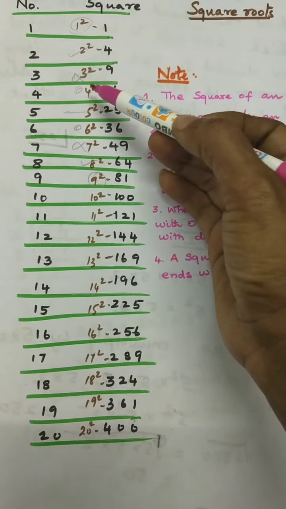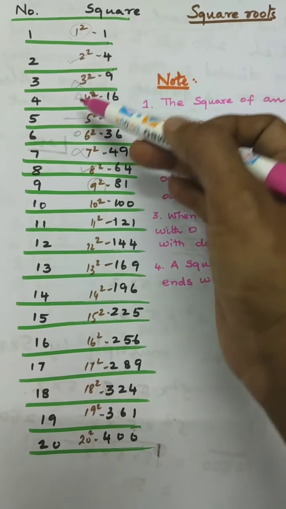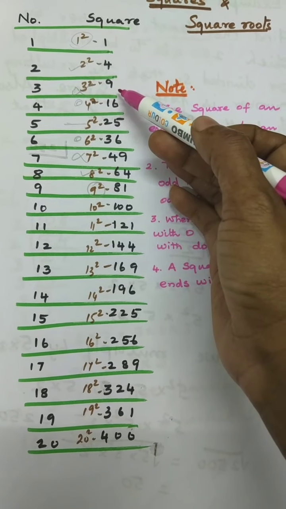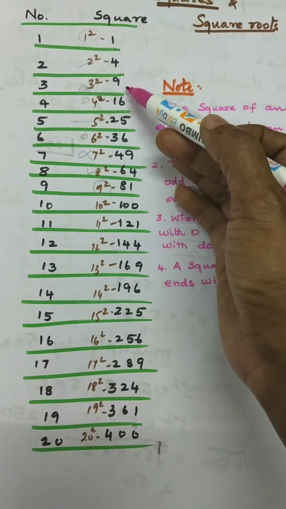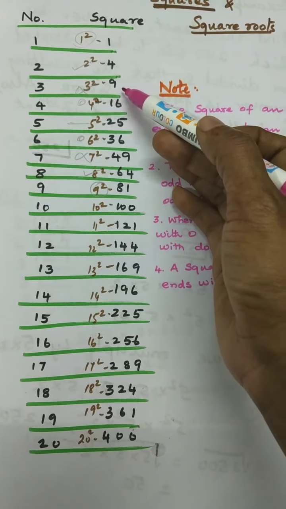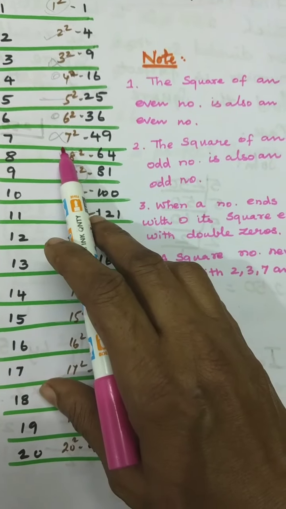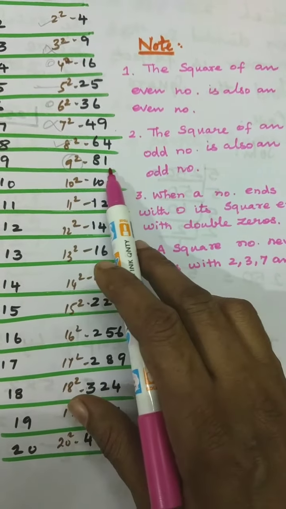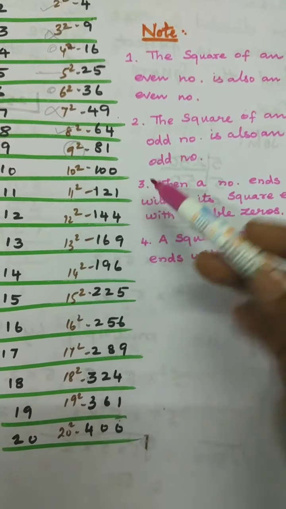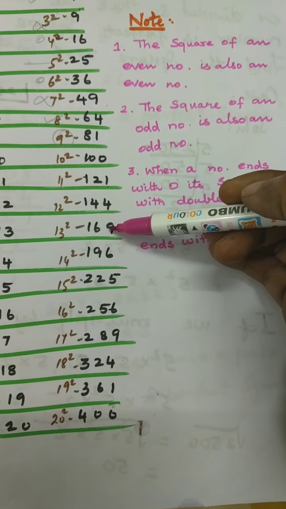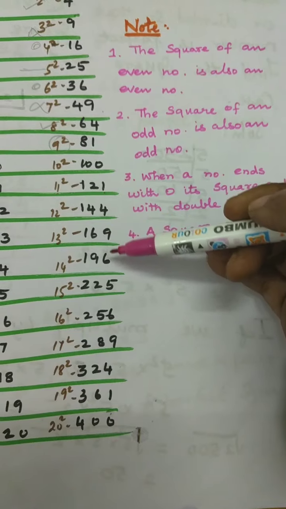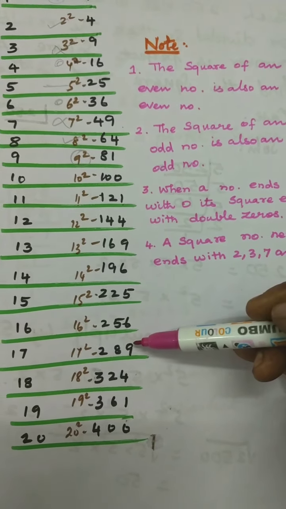Then odd numbers, see the odd numbers. 1 square, 1. 3 square, 9, is also an odd number. 5 square, 25, is an odd number. Then 7, 49. 9, 81. 11, 121. Like that, the square of an odd number is also an odd number.